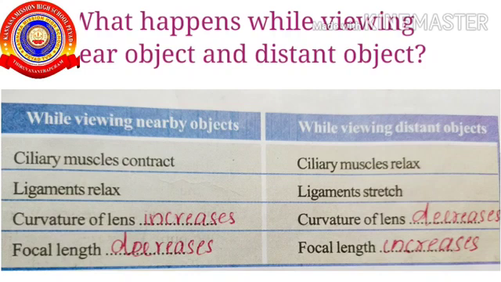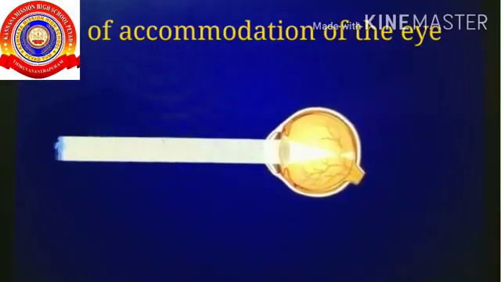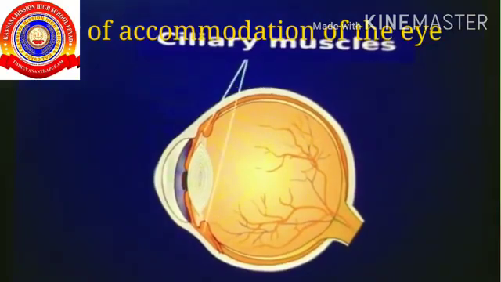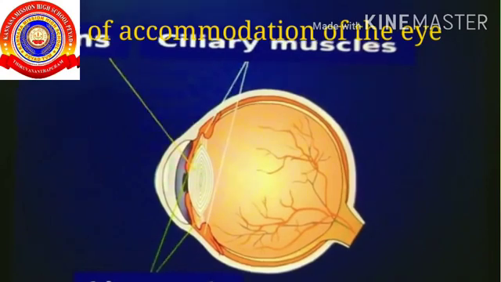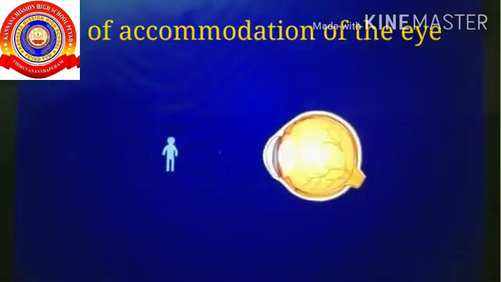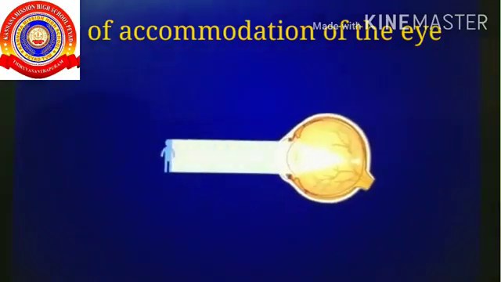This process is called power of accommodation of eye. The eye lens can adjust its focal length. It is possible by the ciliary muscles and ligaments. Due to the ability of the lens to adjust its focal length, we can see near object and distant object.